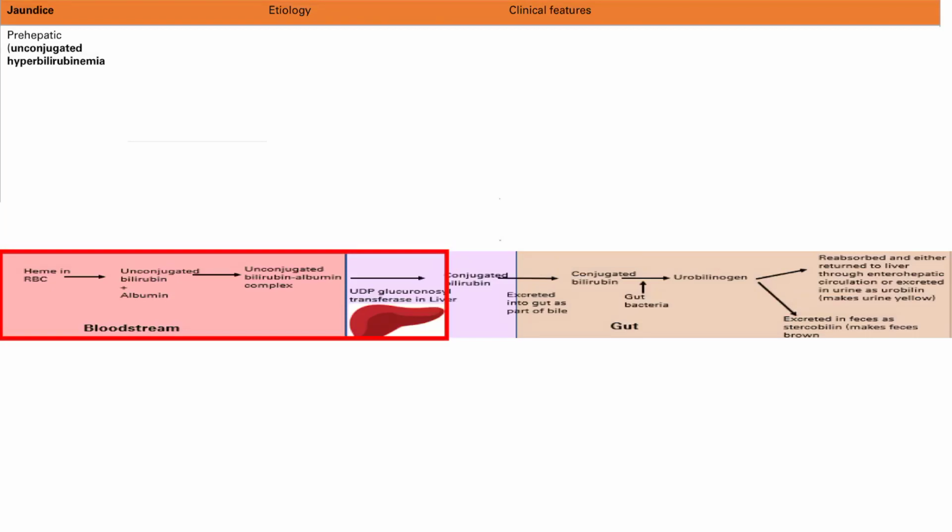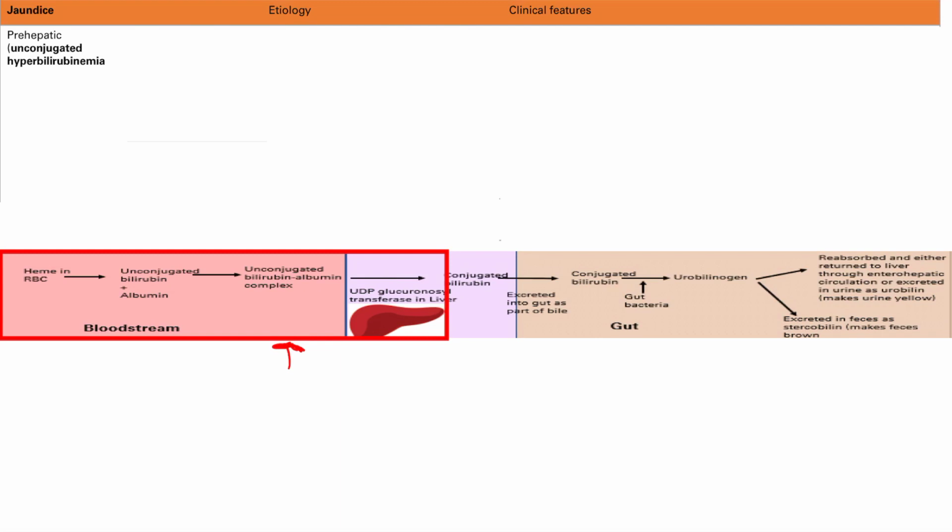So we can divide causes of jaundice into prehepatic, hepatic, and posthepatic causes. And we're gonna focus on the prehepatic causes now. So that's this part, okay? That's all the way up to conjugation of the bilirubin by UGT.